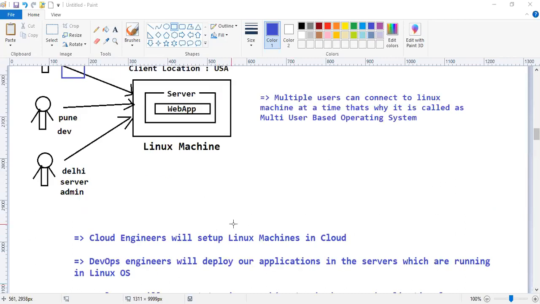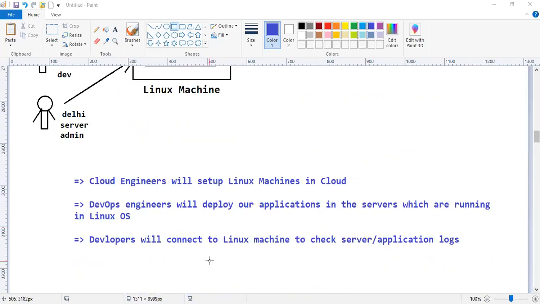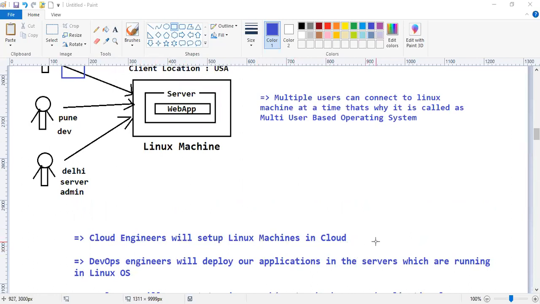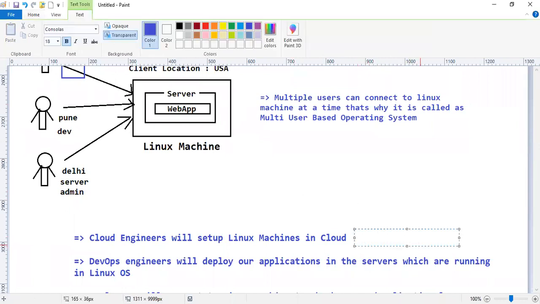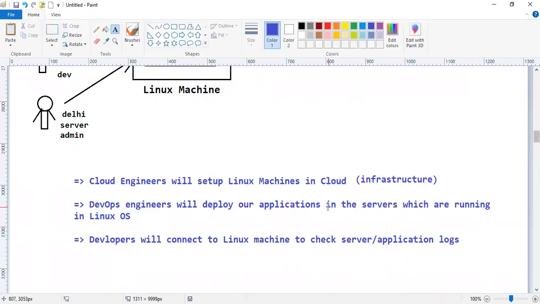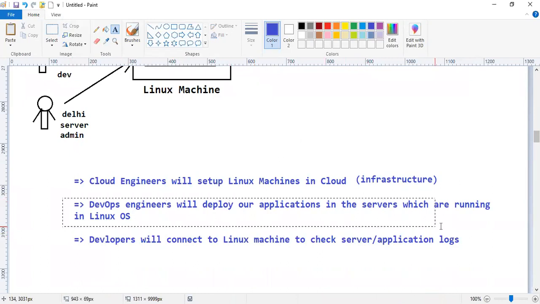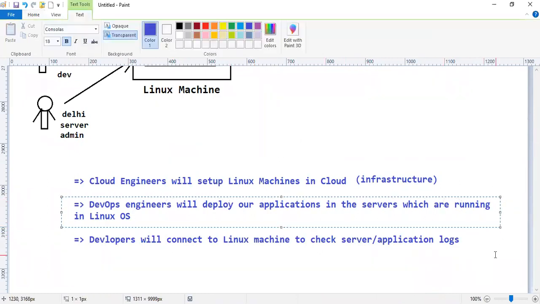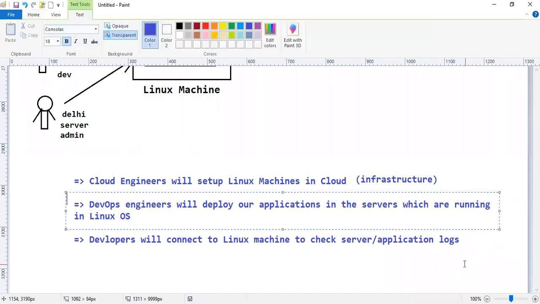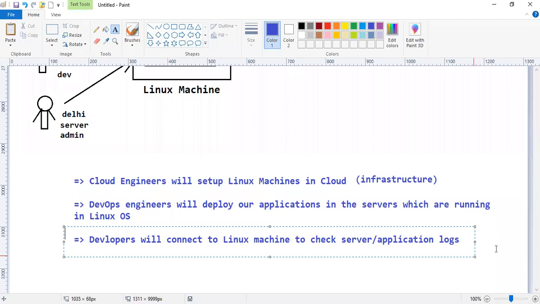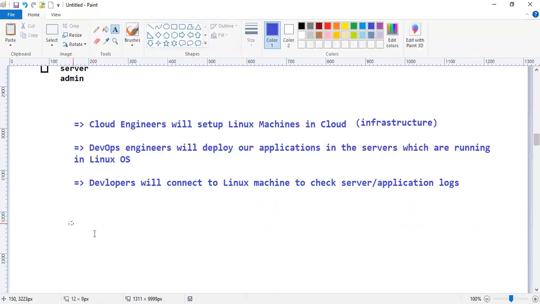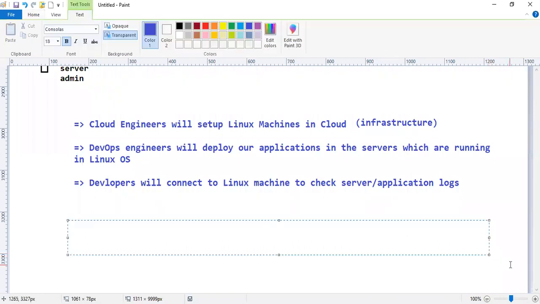Okay. Now, who will use Linux machines in the real-time environment? Cloud engineers will set up the Linux machines in the cloud to run our applications and infrastructure. AWS engineers or Azure engineers are going to set up the infrastructure using Linux machines only. DevOps engineers will deploy our application on the servers which are running on the Linux OS. DevOps engineers also will use the Linux OS. Developers will connect to the Linux machine to check server or application logs. Every software engineer should know Linux OS to survive in the industry.